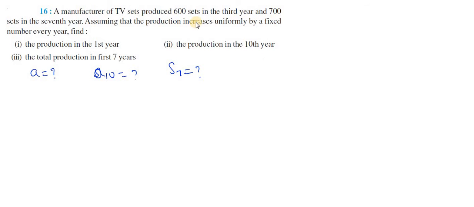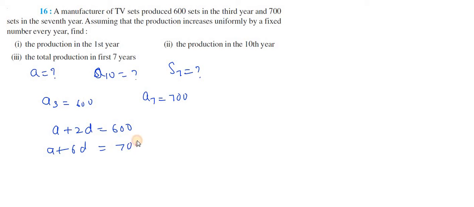So we know that they give some hint. The production is 600 sets in the third year, therefore A3 they gave, which is equal to 600, and also 700 sets in the 7th year, that is A7 is equal to 700. So therefore we can write here A plus 2D is equal to 600, and A7, A plus 6D, which is equal to 700. Okay.